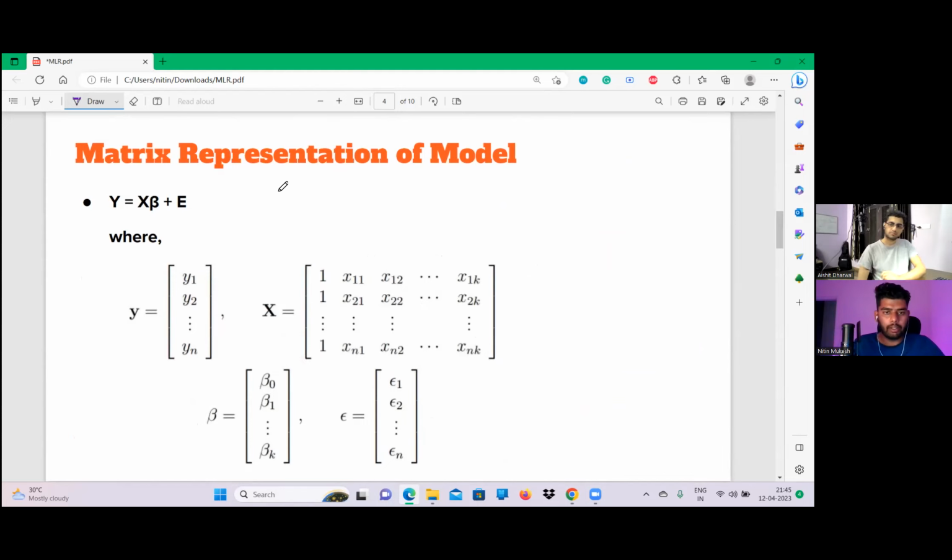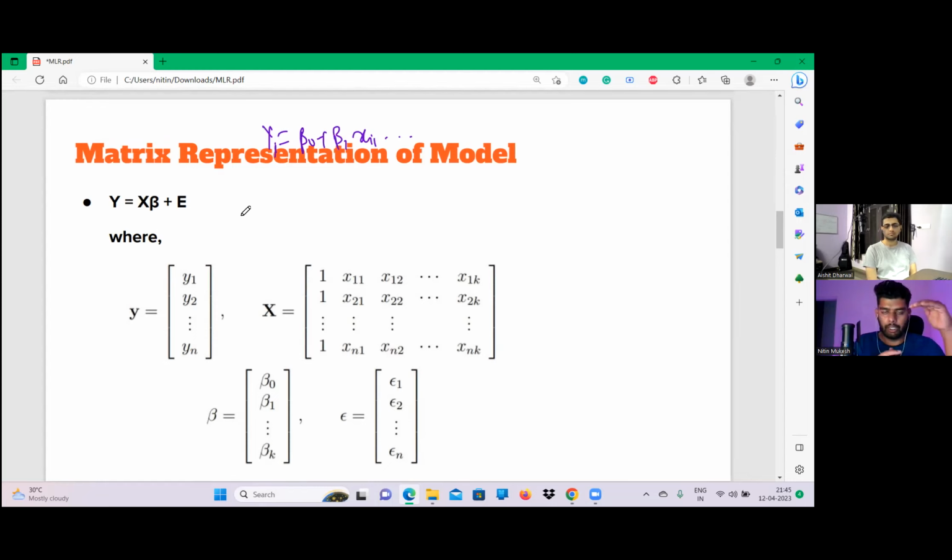So as I told you, yi is equal to beta naught plus beta 1 xi1, something like that. But if you want to summarize this particular model for all the records that you have in the training set or in the data, you can write it in the form of the matrix representation of this particular model. So what does this matrix representation mean?